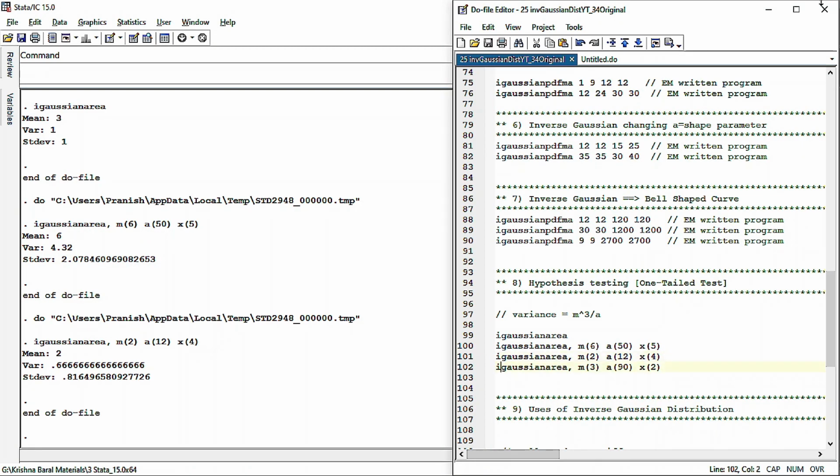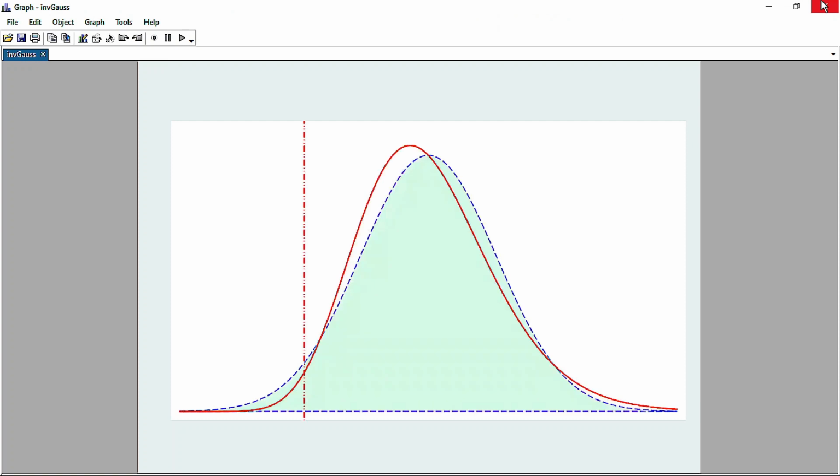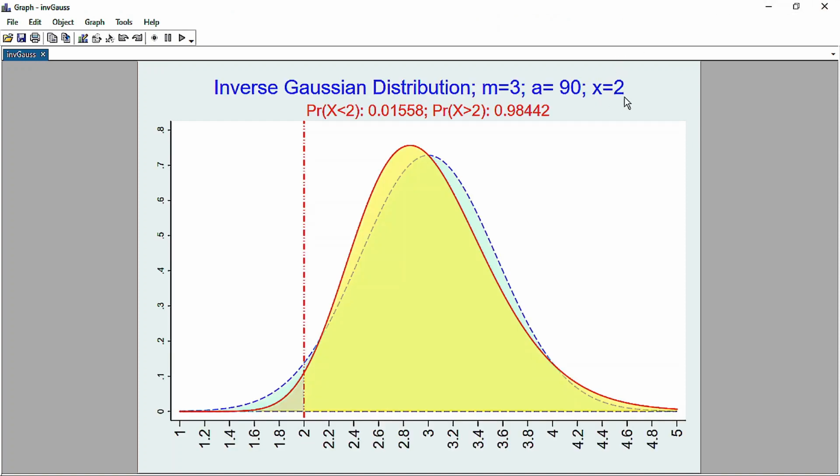The last example, where the mean parameter is 3 and our shape parameter is equal to 90, and we want to test whether the value of x is equal to 2. X equal to 2 is our null hypothesis, and we have two alternative hypotheses, either x less than 2 or x greater than 2. Depending on the situation, we perform only one alternative test, either the left tail test or the right tail test. So for x greater than 2, it covers 98% of the area, which is greater than the 5% alpha value. That is why we fail to reject the null.